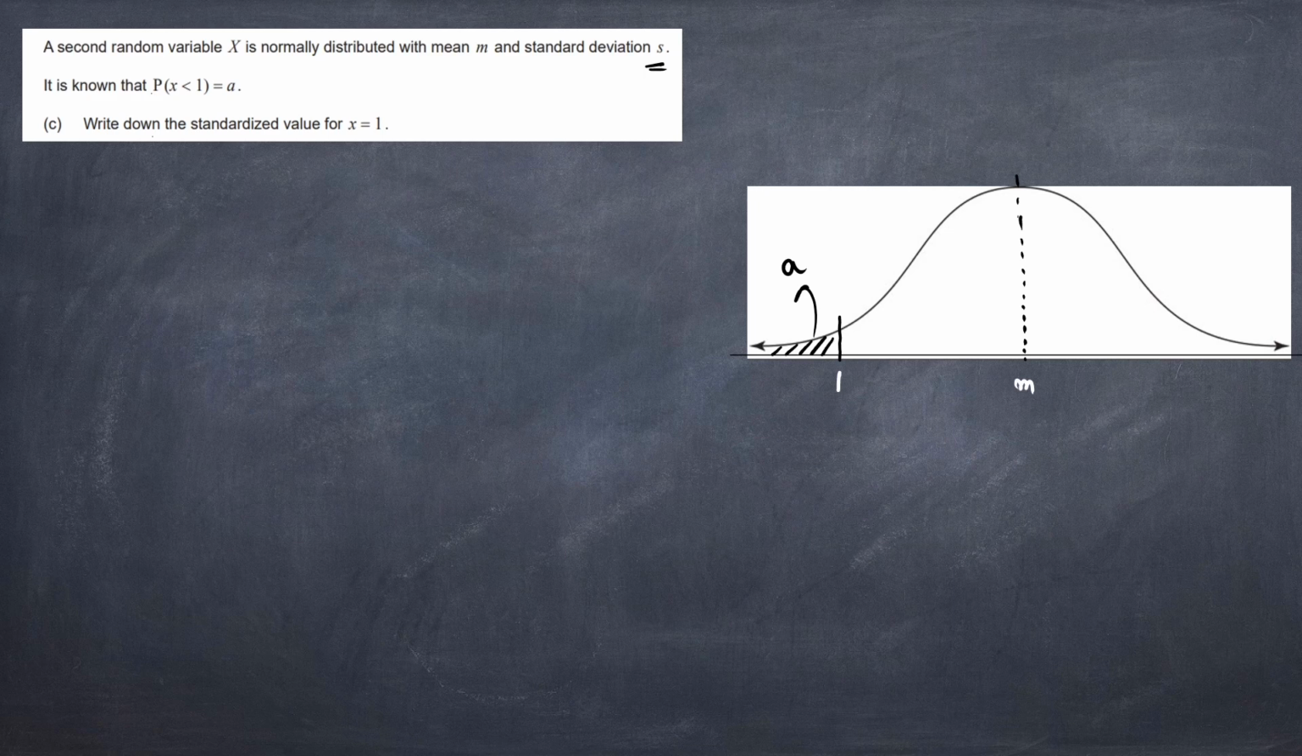Just compare this part with the before image, then you will be able to understand the same thing. That is P of x less than 1 is equal to A. So the two areas are distributed equally, so we can write here that the standardized value Z is equal to minus 1.6. From comparing with the previous image, we can say this particular part.